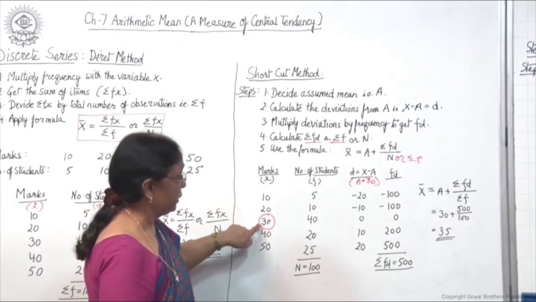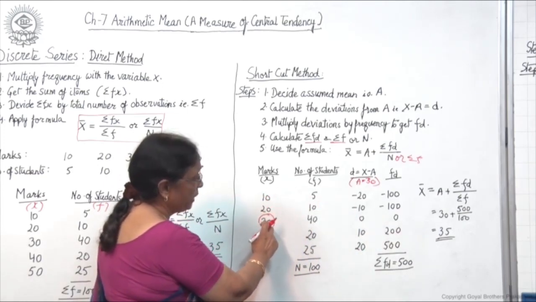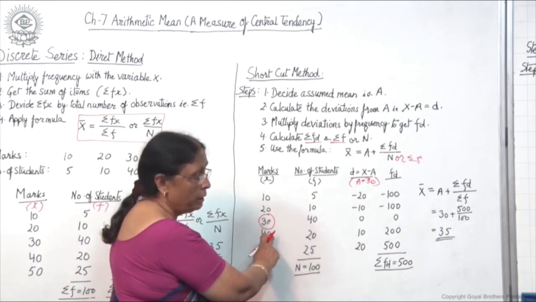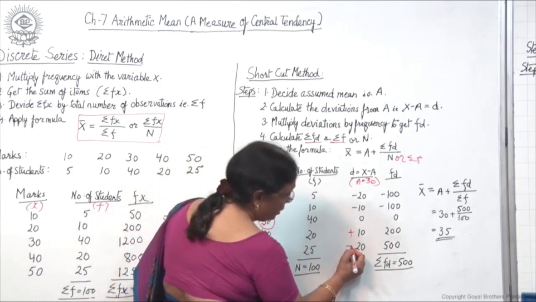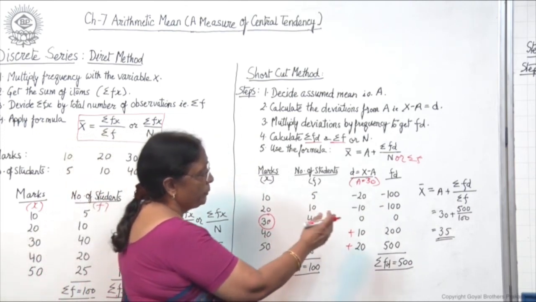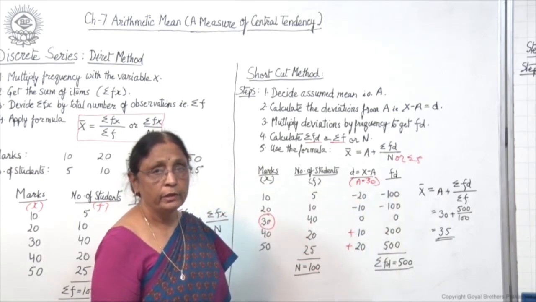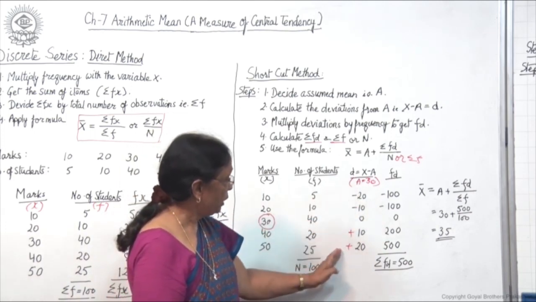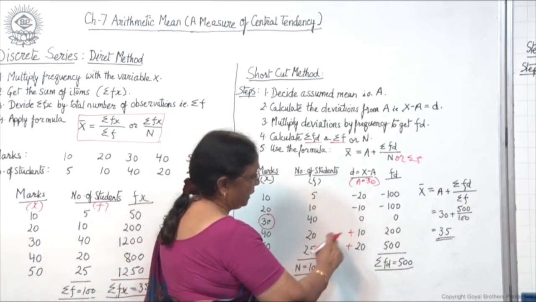Now 10 minus 30, X minus A. 10 minus 30 is minus 20, 20 minus 30 is minus 10, 30 minus 30 is 0, 40 minus 30 is plus 10, 50 minus 30 is plus 20, right? Now the next step is to get the FD column. FD is D multiplied with frequency. So for the FD column, this is the D column, this one, and this is the F column. So you have to multiply the individual figures like this.